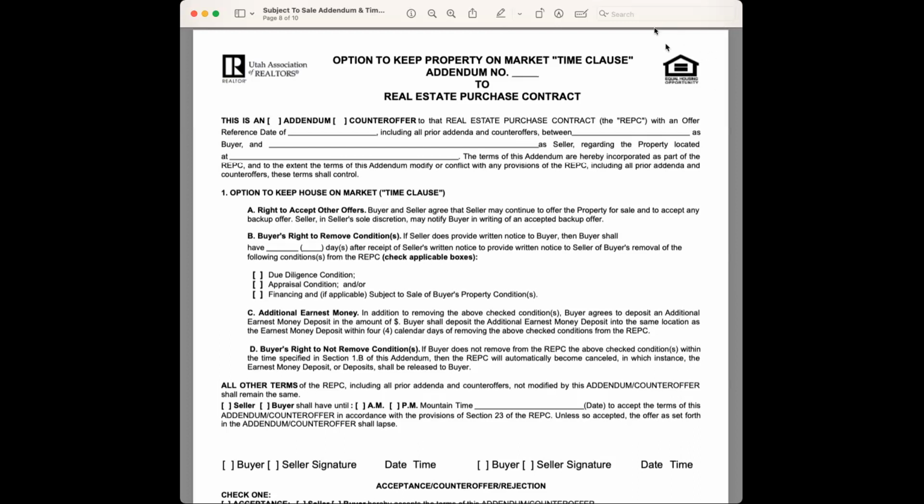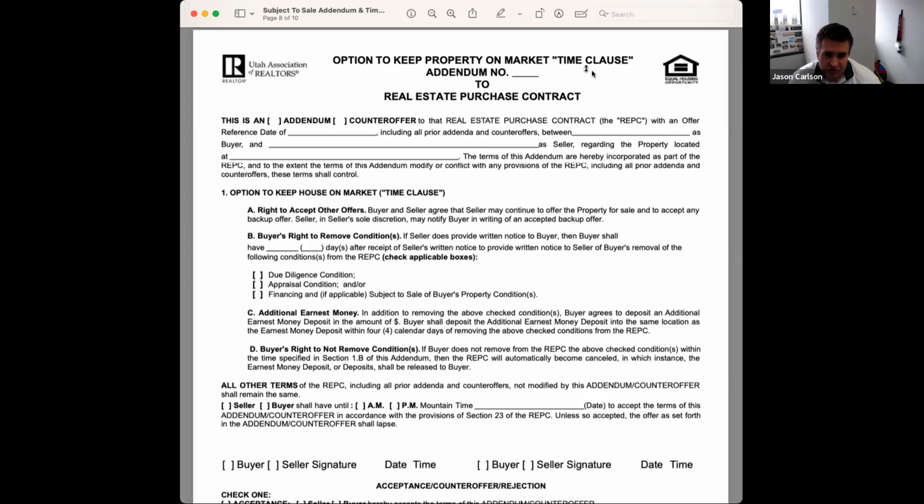I would say for sure, if you're going to put it in a backup position, use the backup addendum, because there's a lot of things the backup addendum addresses, like timetables for your contract and all of this disclosure. So if you're going to work with a backup offer, don't try to write an addendum, just use that addendum.